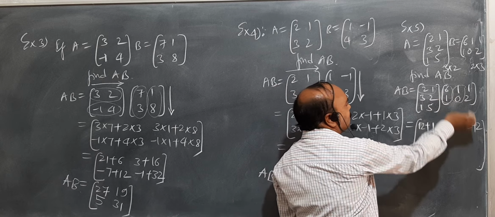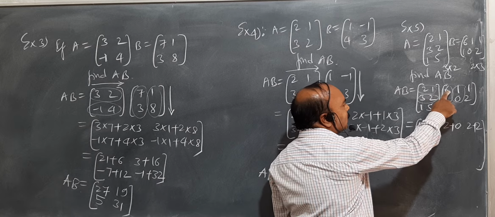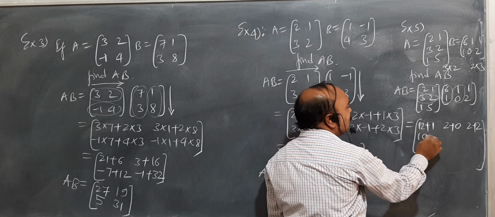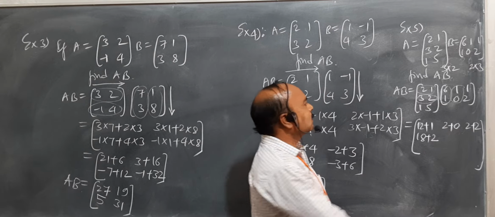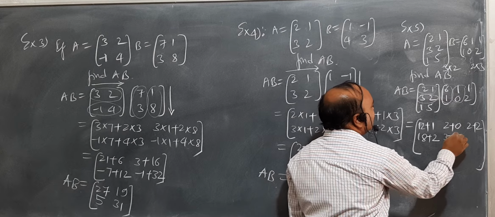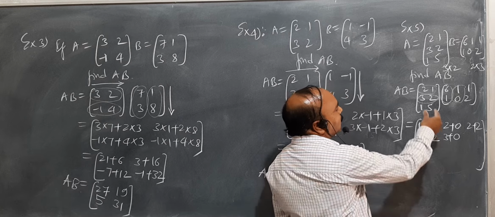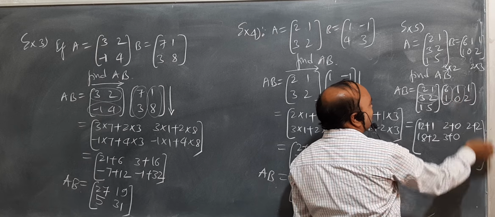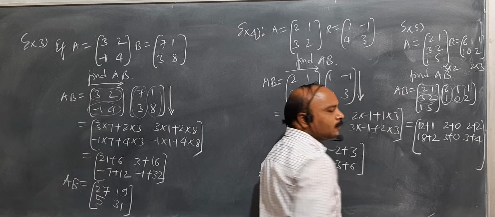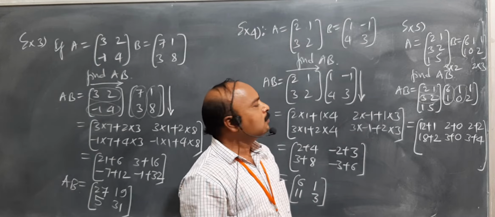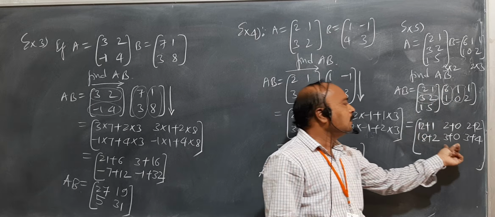Second row with first column. Next, second row is 3 2 with 6 1. 3 into 6 is 18 plus 2 into 1 is 2. Next, 3 into 1 is 3 plus 2 into 0 is 0. Next, second row, third column, 3 into 1 is 3 plus 2 into 2 is 4. It is second row with first column, second column, third column completed, you get 3 elements.